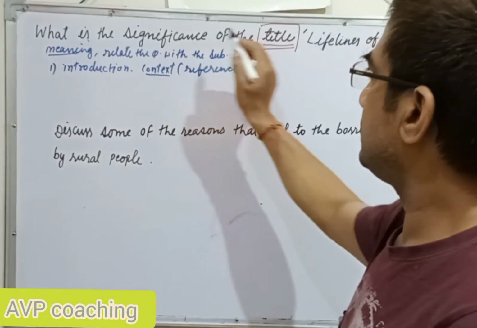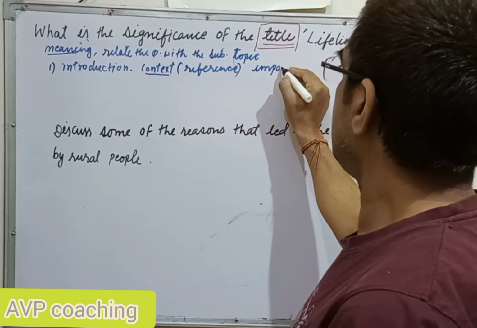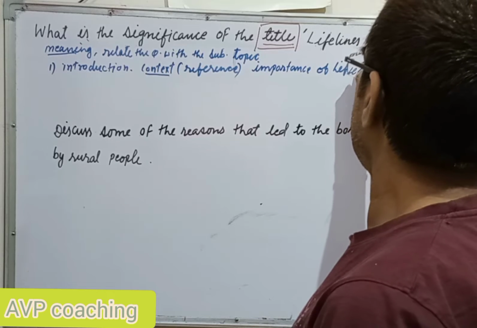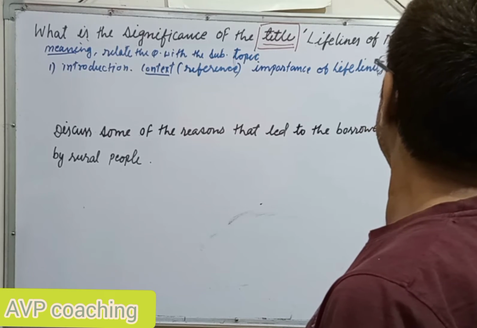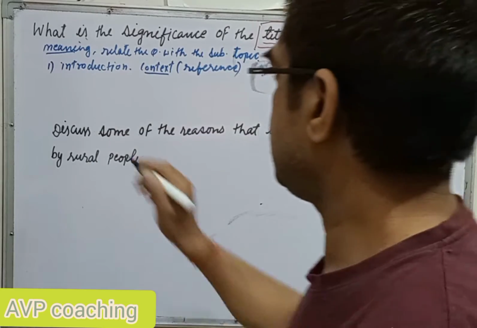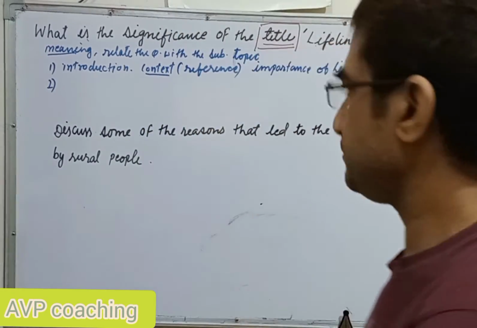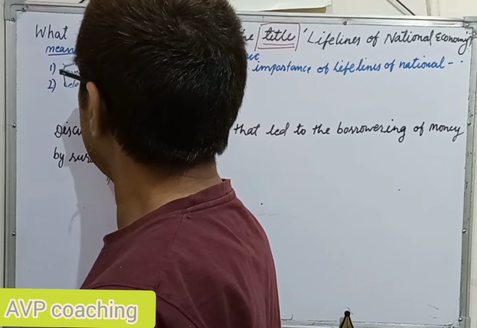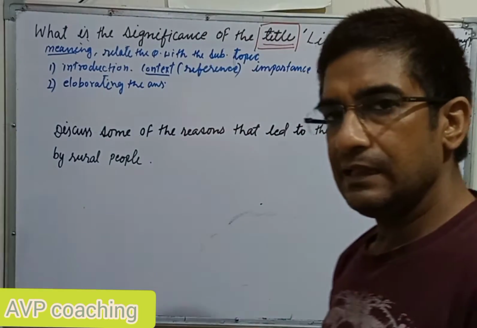So significance of the title Lifeline of the National Economy means here you have to tell about the importance of lifeline of national economy. Okay? Here you have to make it clear what you are going to write. Second step, you tell about the context or the reference. Means you are going to give the answer in an elaborate manner, elaborating the answer clearly.